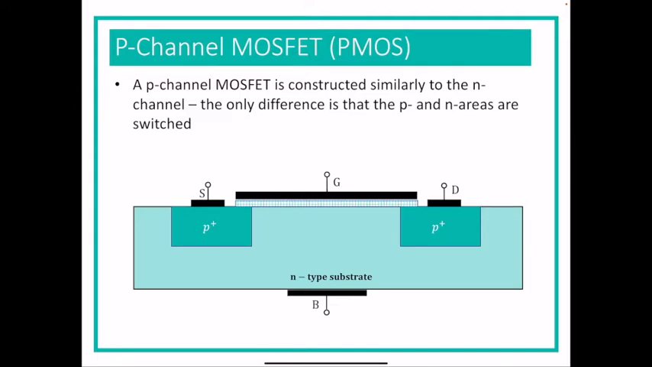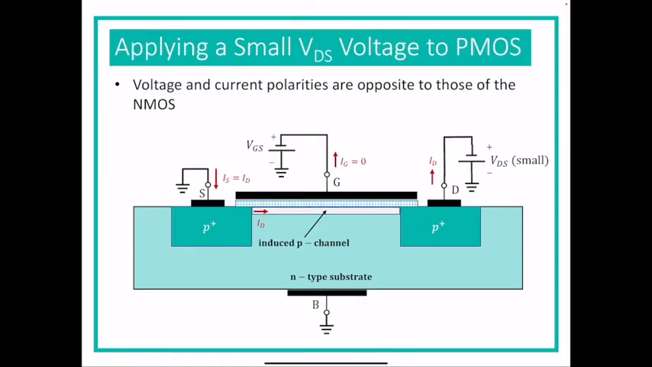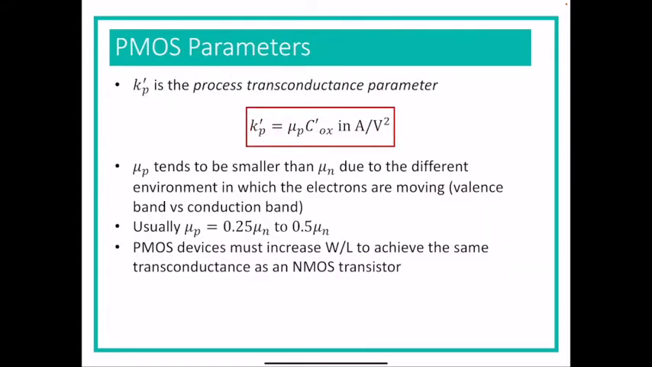A p-channel MOSFET is pretty much exactly the same. Everything just goes in the opposite direction, so I'm going to go through them kind of fast. The induced channel is the same. The process conductance parameter is the same.